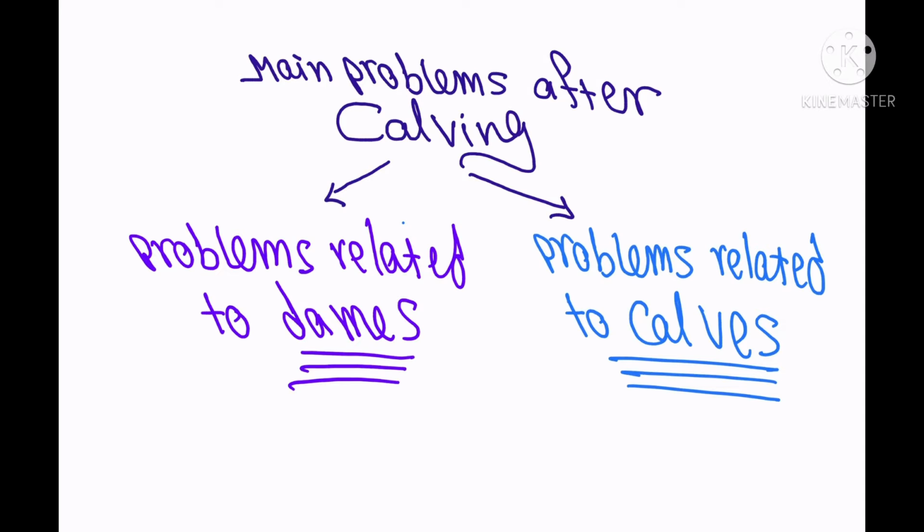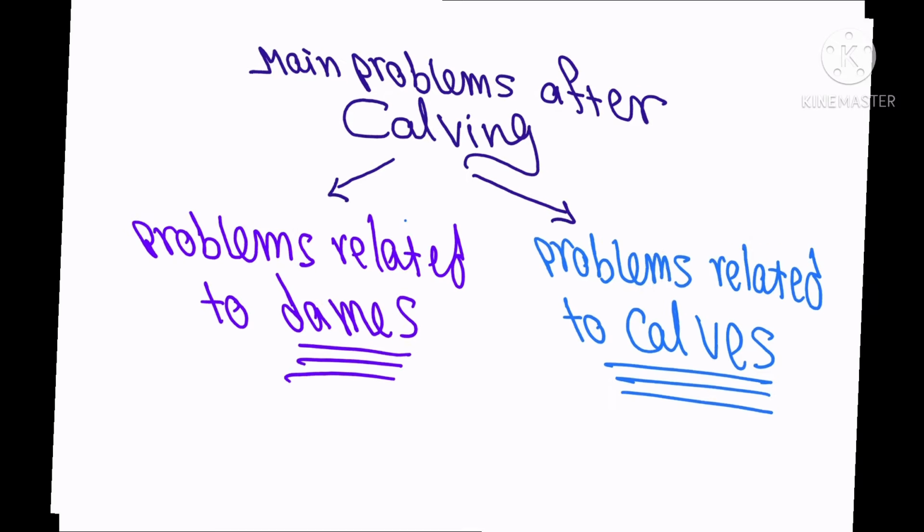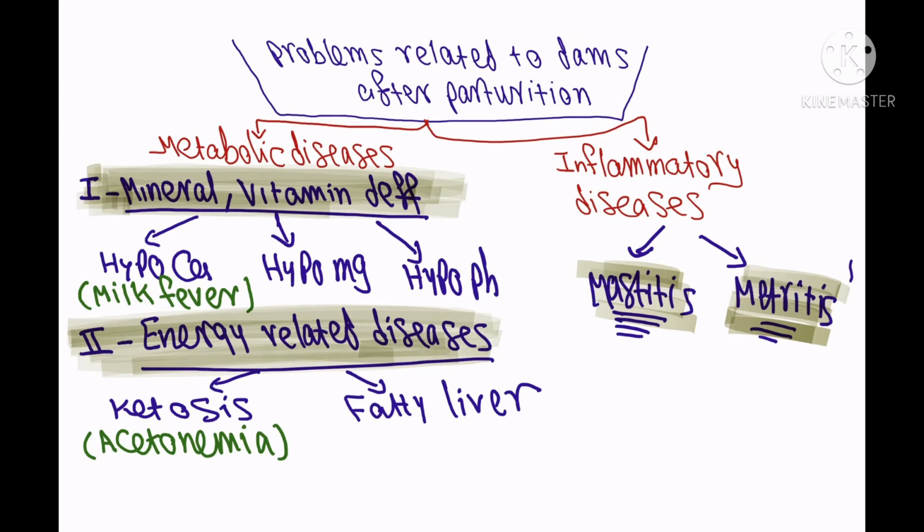In general, the main problems after calving in animals are divided into two sections: problems related to dams and problems related to calves. Problems related to dams after parturition are either metabolic diseases or inflammatory diseases. Metabolic diseases are due to a defect in metabolism, and inflammatory diseases are due to inflammation of a part of the body.